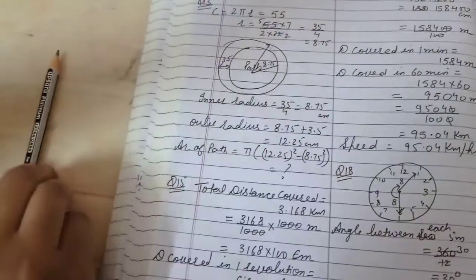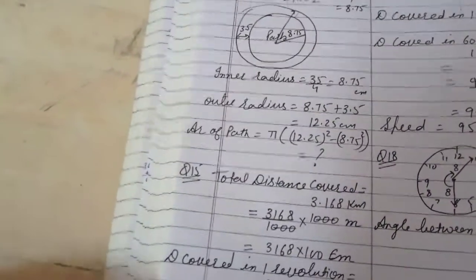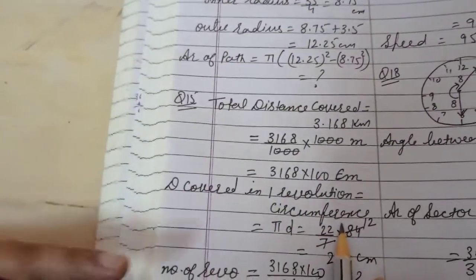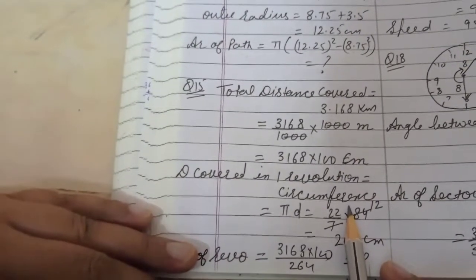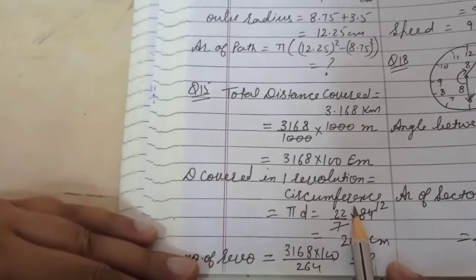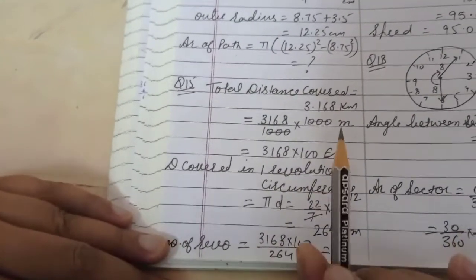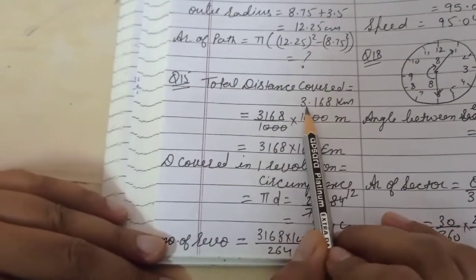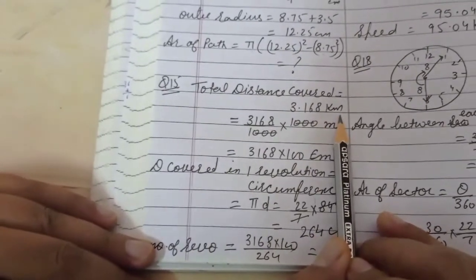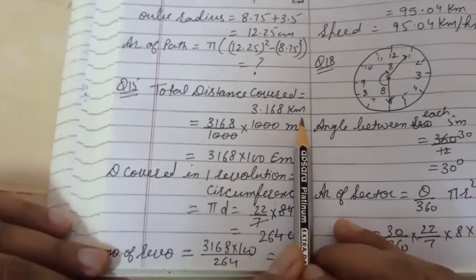So it is clear from here, the distance covered in one revolution is circumference. So what is given in this question? It is having 84 diameter. How many complete revolutions must it make to cover 3.168 kilometers? Means total distance covered is 3.168 kilometers, as the diameter is given in centimeter, children.